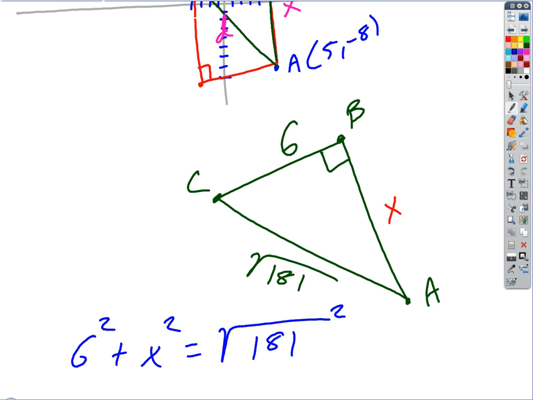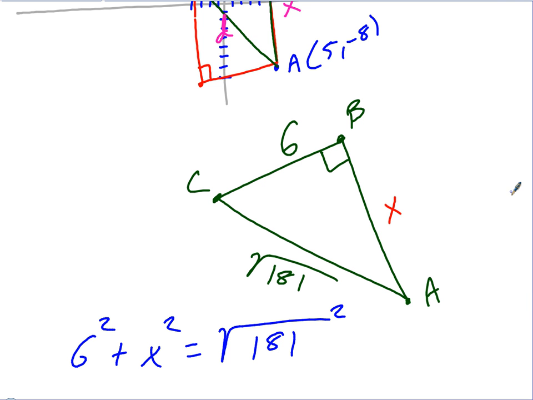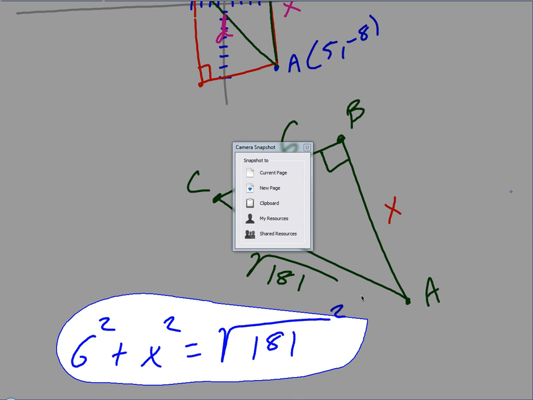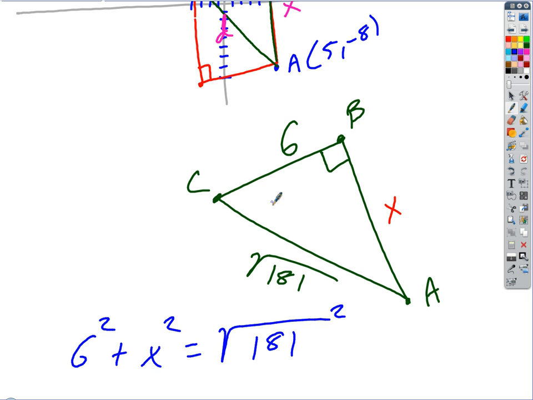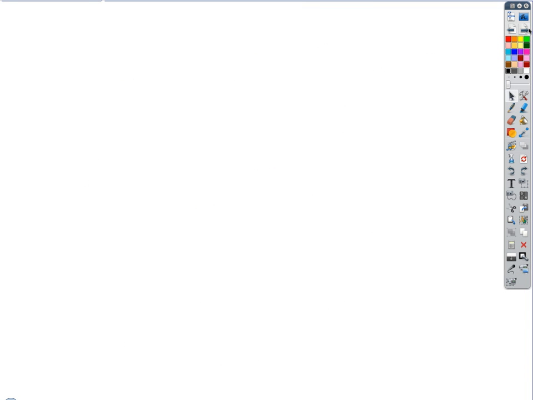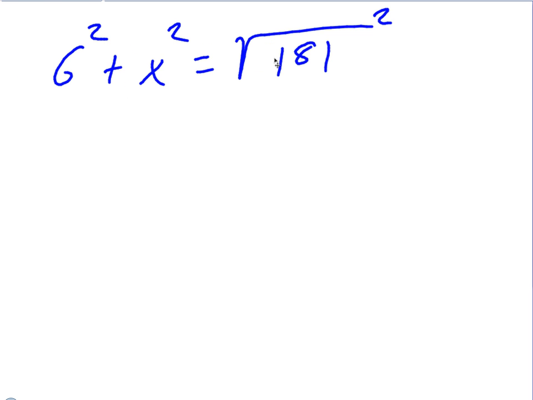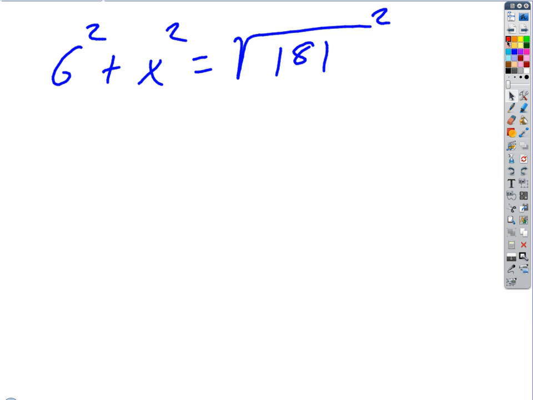So let's talk about that. Let me grab this and we'll go to a new page. I'm running out of room. Okay, so what happens if I square a square root? It would cancel. They undo each other, don't they? Right? Because they're opposite processes. Okay, we'll say they're inverses later. They cancel each other out.